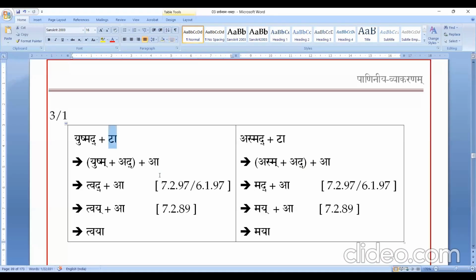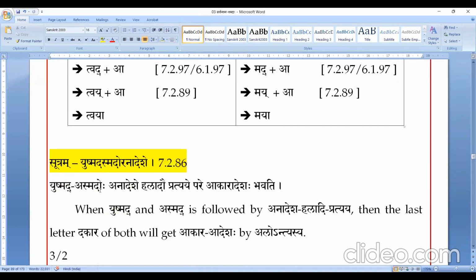Now, coming back here, the ekavachana pratyaya is ta. Therefore we can apply 7.2.97, which says the yushmad shabda up to ma gets tva adesha, and the asmad shabda gets ma adesha. Then after that, by the sutra yochi, when an ajadi vibhakti pratyaya follows, there is a akara adesha, which by the paribhasha alontasya replaces the last letter. Therefore you get tvaya and maya. I have given the same thing in the summary; you can see it at the end.